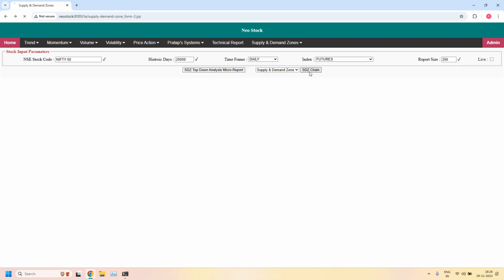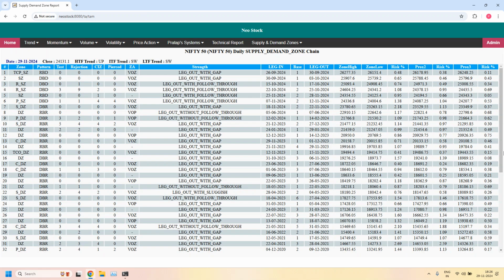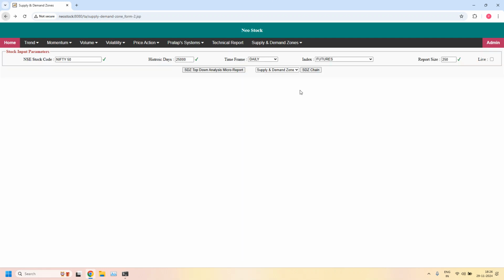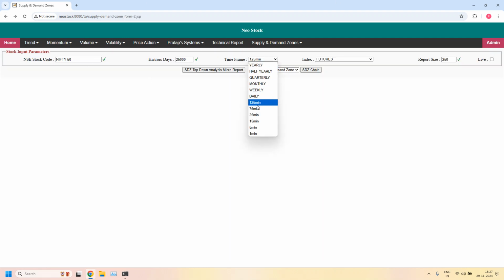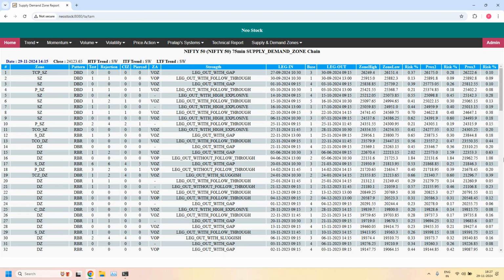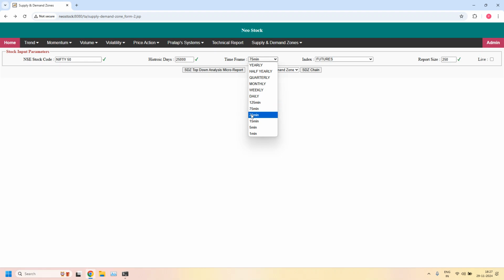Next, daily supply demand zone chain for NIFTY. Next, 125-minute supply demand zone chain for NIFTY. Okay, next 75-minute supply demand zone chain for NIFTY. Okay, next 25-minute supply demand zone chain for NIFTY.